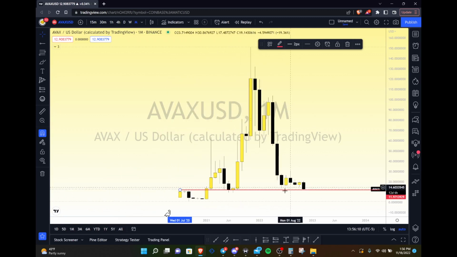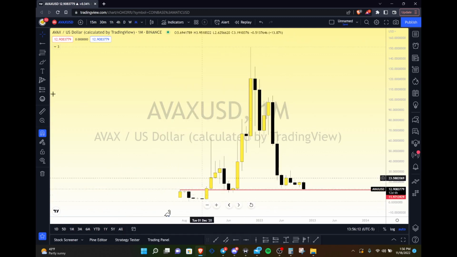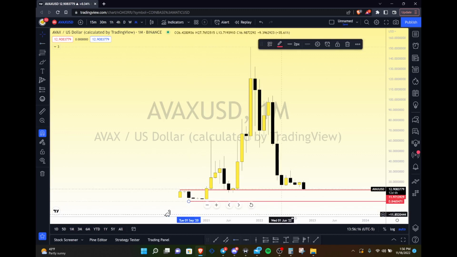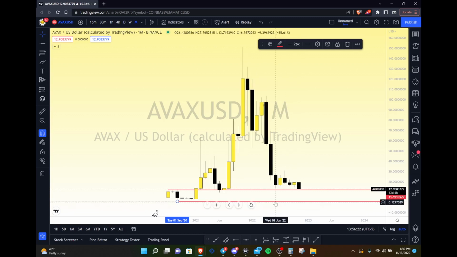Okay, so we're going to keep that on the chart. That's a monthly level, and let's actually put the all-time low right here on the chart, which is about 8.846 cents. So that's the all-time low.